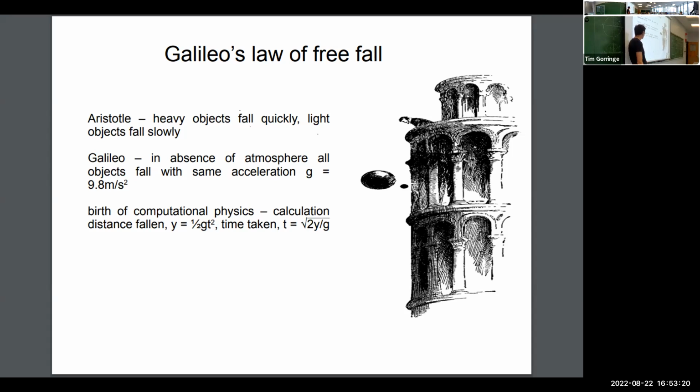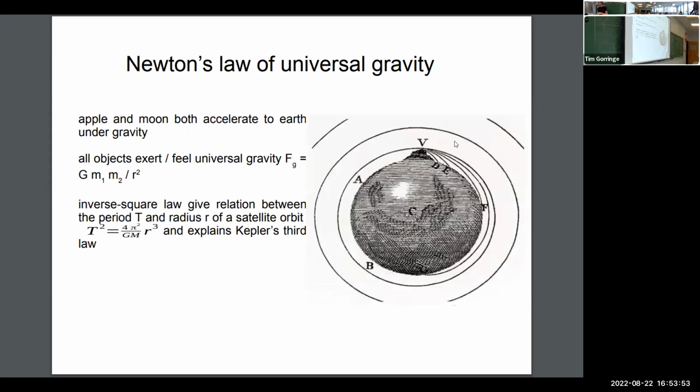So this is why I'm doing this at the start. At this moment, we could start to calculate things like the distance fallen in a certain amount of time, or we could calculate the time it takes to fall a certain distance based on Galileo's free-fall law. And so we'll write code to do that. So I'm going to do the free-fall law as a Python example.